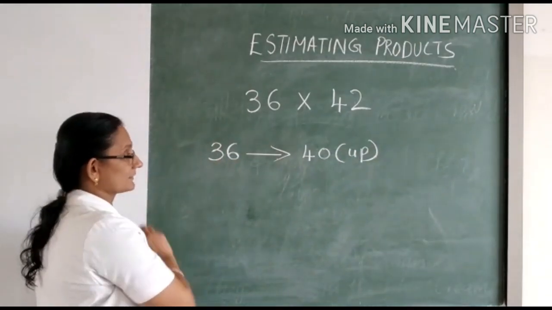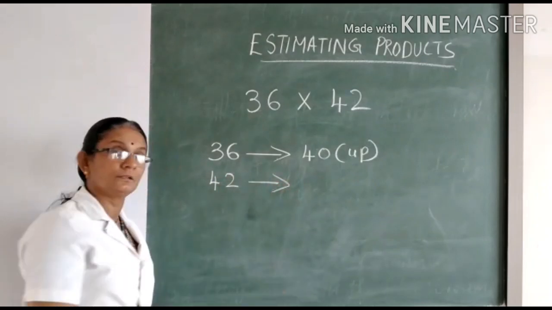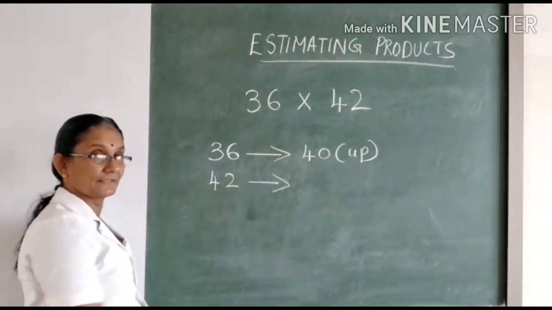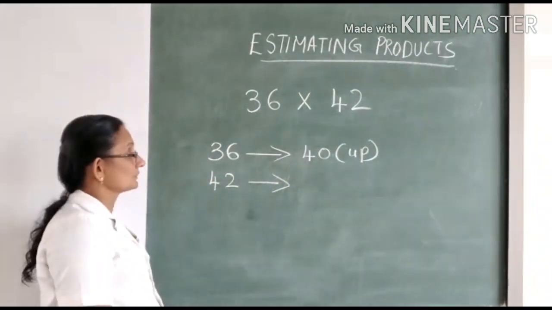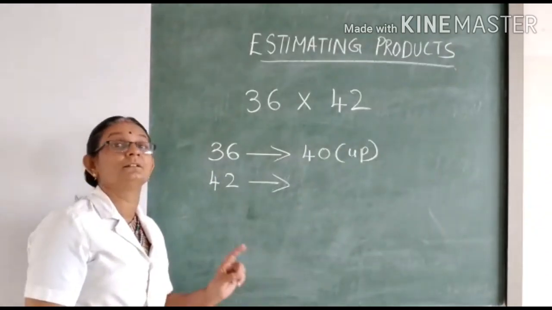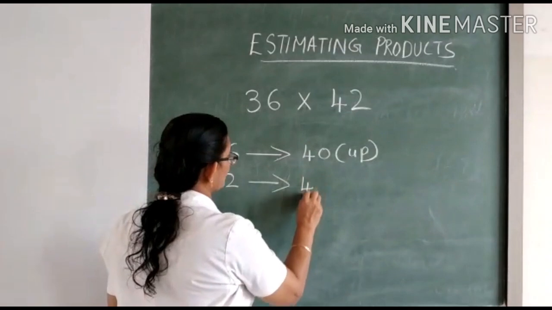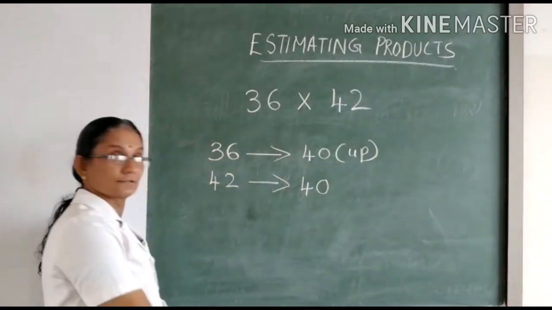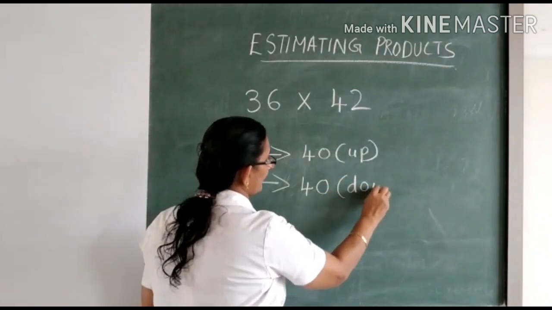Now, next number is 42. Now, look at the digit in the ones place. It is 2 and it is less than 5. So, the number should be rounded down. Okay? So, the number should be rounded down and it is rounded to 40. Okay.